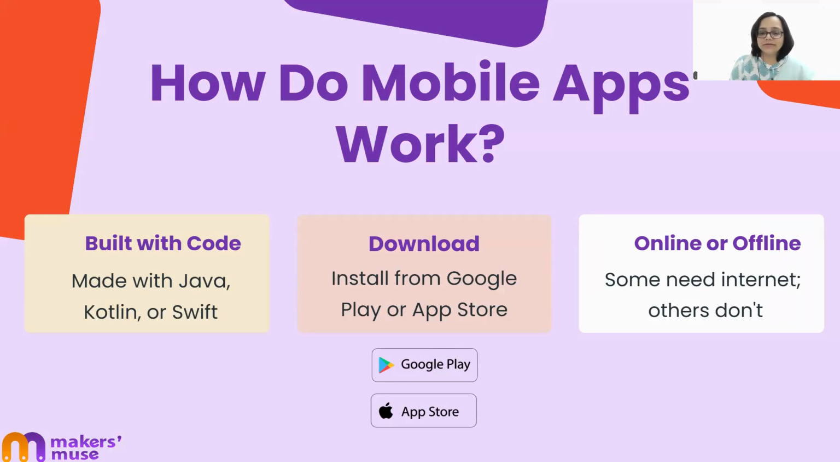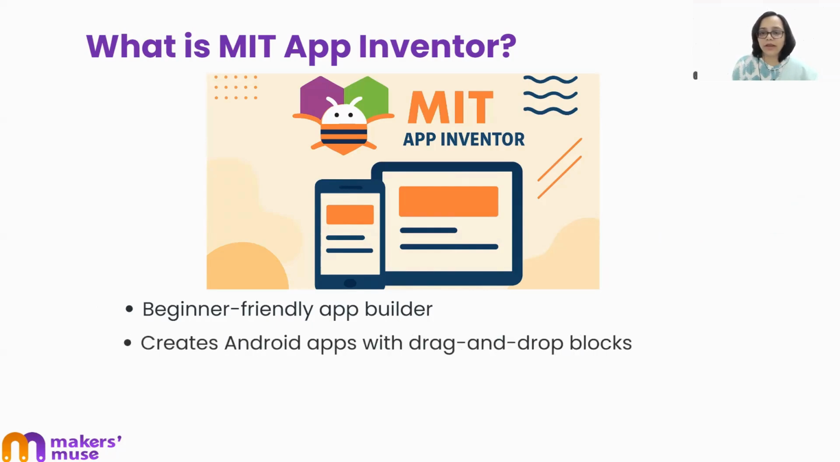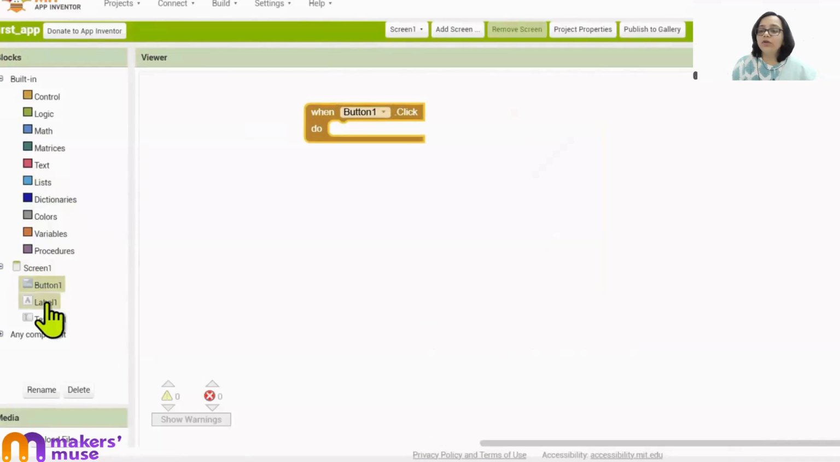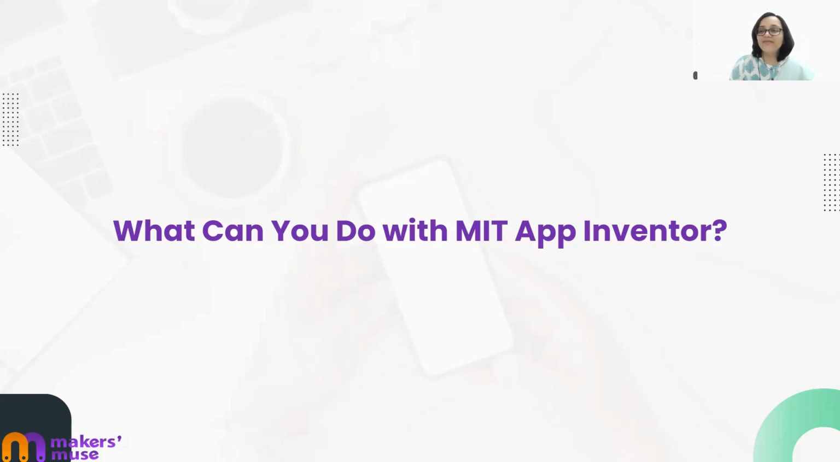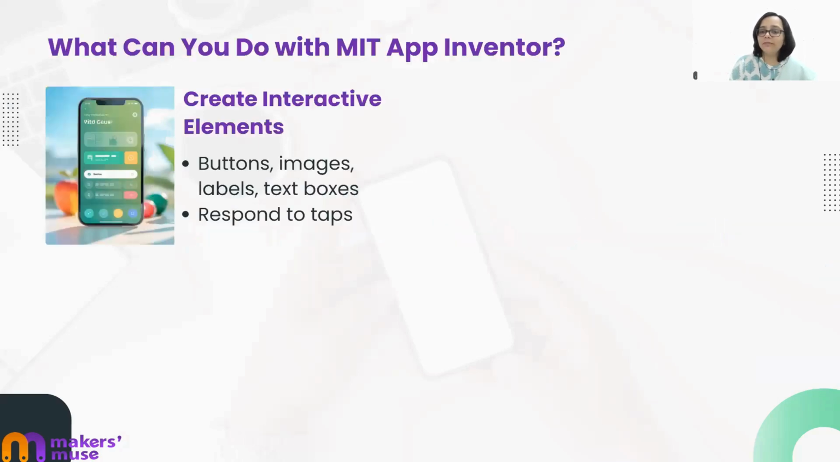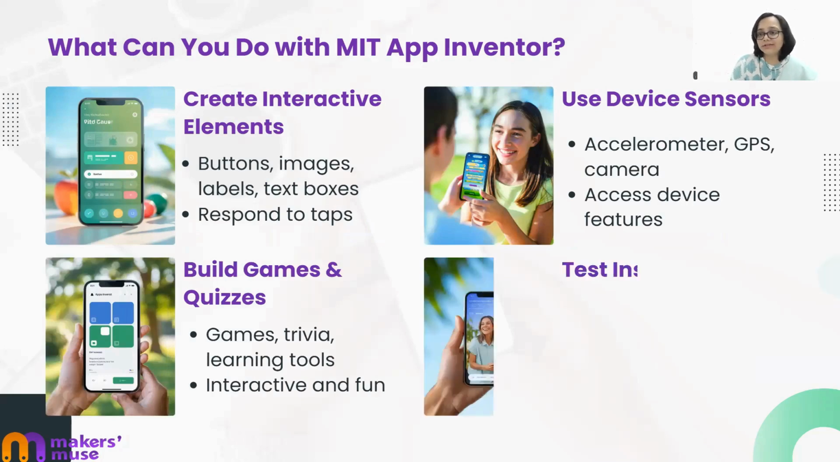Now consider this. What if you can make your own app without writing any complicated code? That's where MIT App Inventor comes in. MIT App Inventor is designed for beginners. It uses a block-based programming language. You can drag and drop blocks instead of typing code. With it, you can create apps, add buttons and images, use phone sensors, build games and quizzes, and you can also test your app instantly.